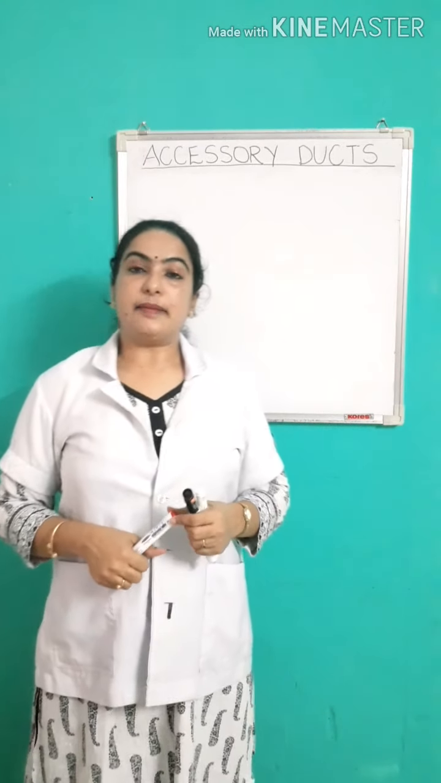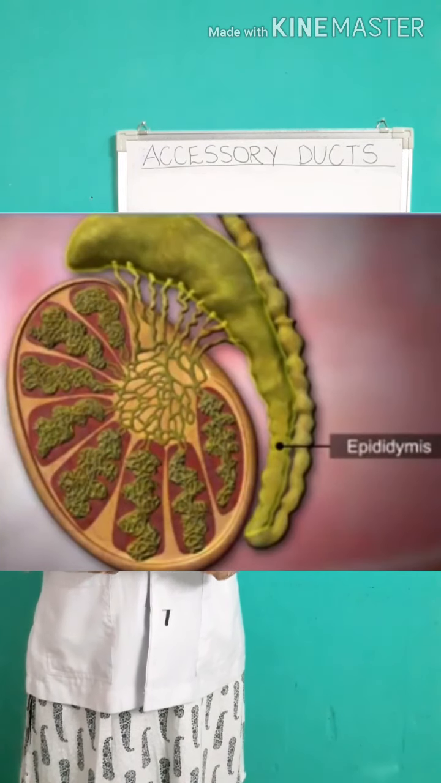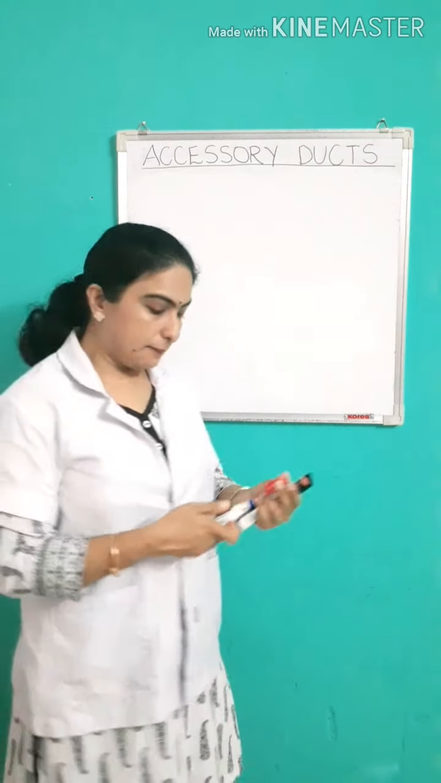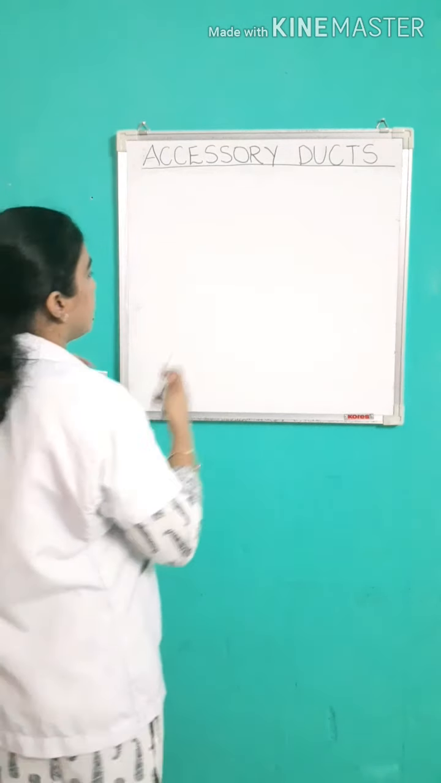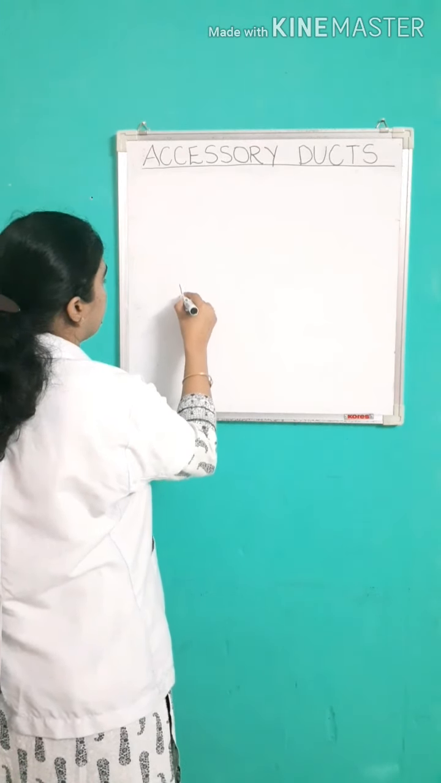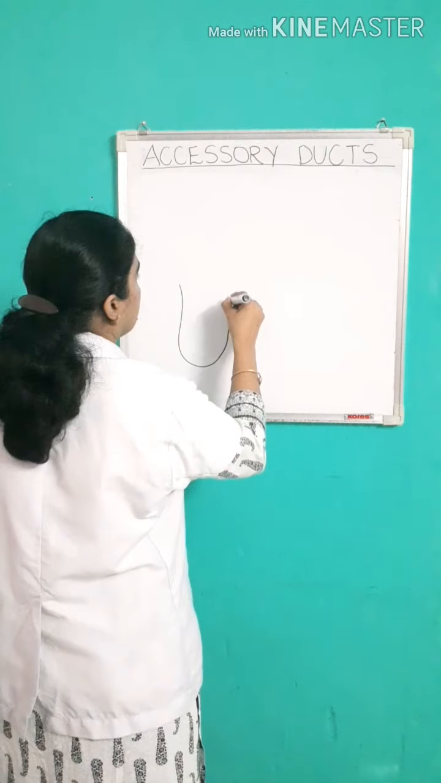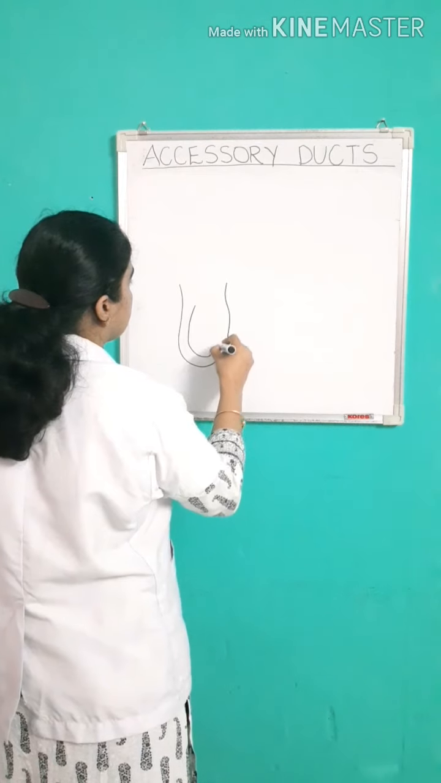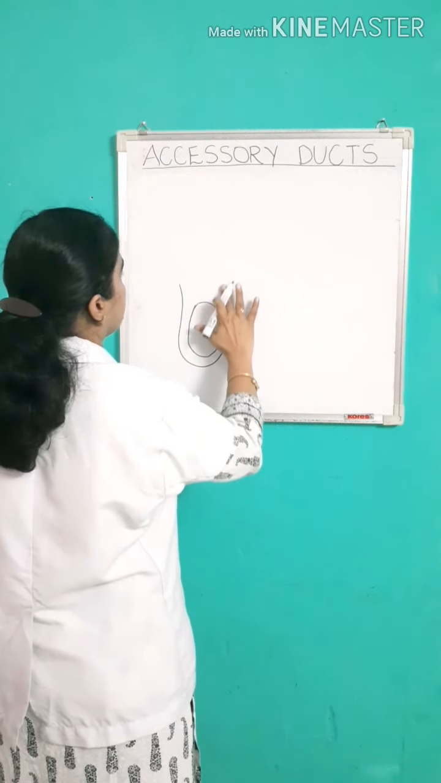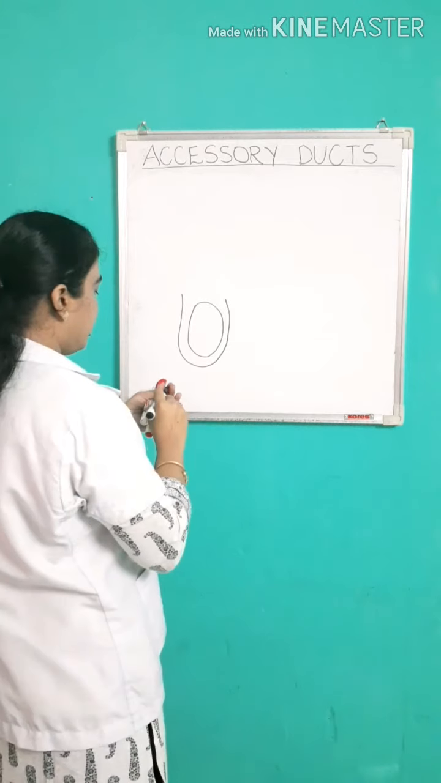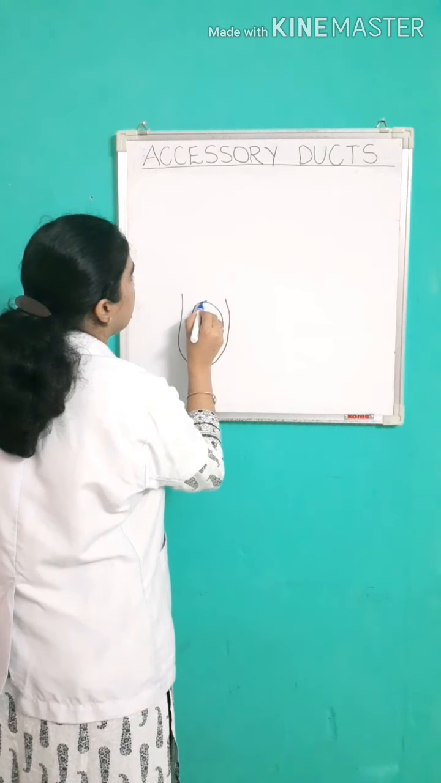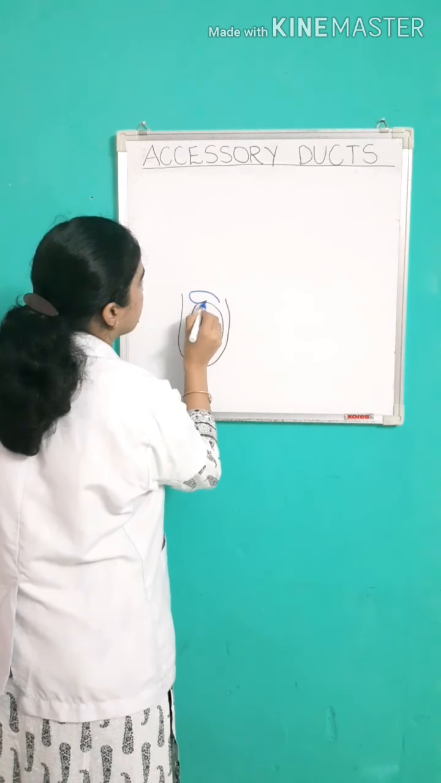When we consider the epididymis, it is situated at the posterior part of the testis. That means behind the testis, or at the back of the testis, we can see the epididymis. If we draw the diagram of a scrotum, inside it we can see the testis, and here we can see the epididymis.